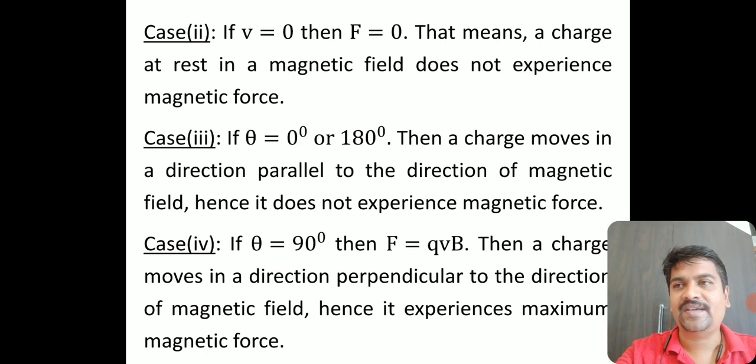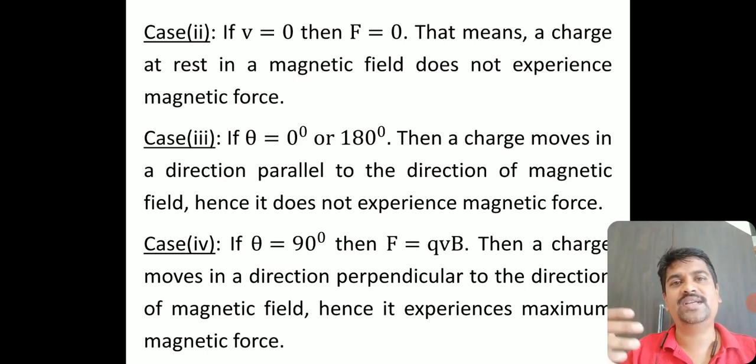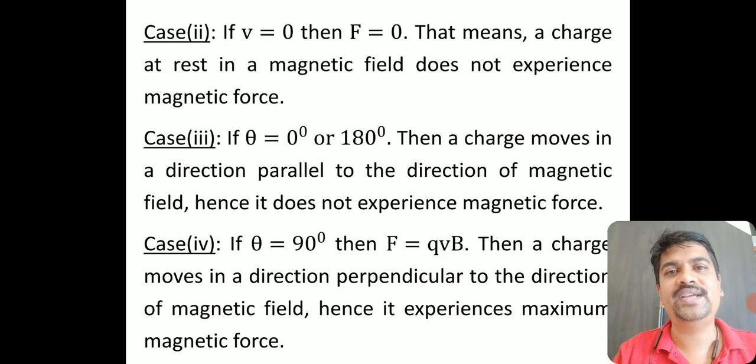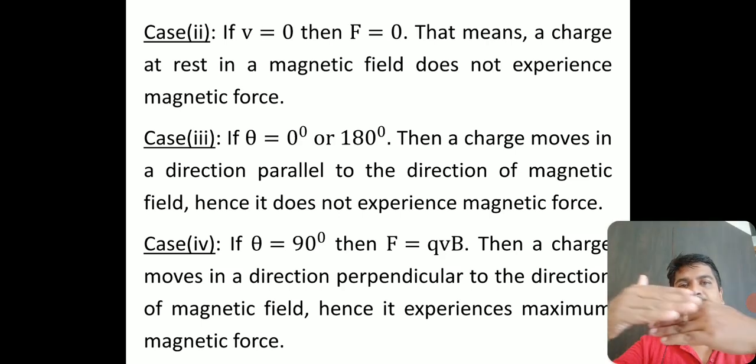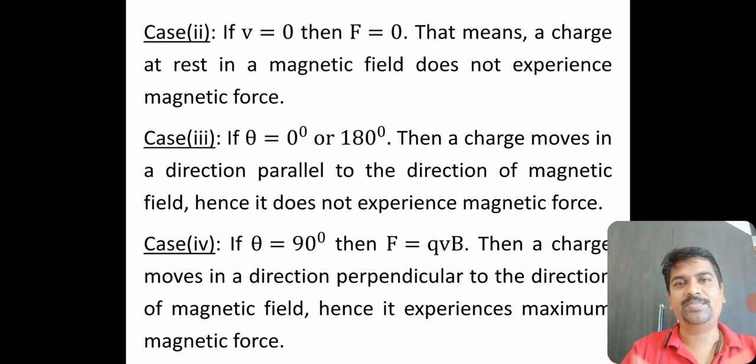It is Bqv sine theta. Theta is 0 means sine 0 is 0. So F is 0. So force is 0. If a charged particle moves parallel to the magnetic field, it never experiences any magnetic force.